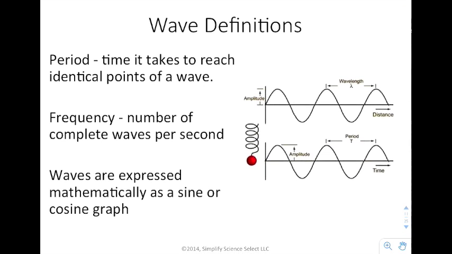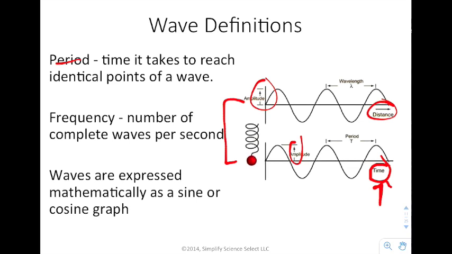So now we need to look a little bit into more detail of what the definitions involving waves are. Now the period is the time that it takes to reach an identical point of the wave, or how long it takes for one wave cycle to complete. Now you have two graphs right here, and you can't get period from both of them. Because, for example, this one is a time versus amplitude graph, and this is a distance versus amplitude graph. So you always have to look at a graph and say, well, what does it say? Does it say time? Does it say distance? If it says time, I can get the period.